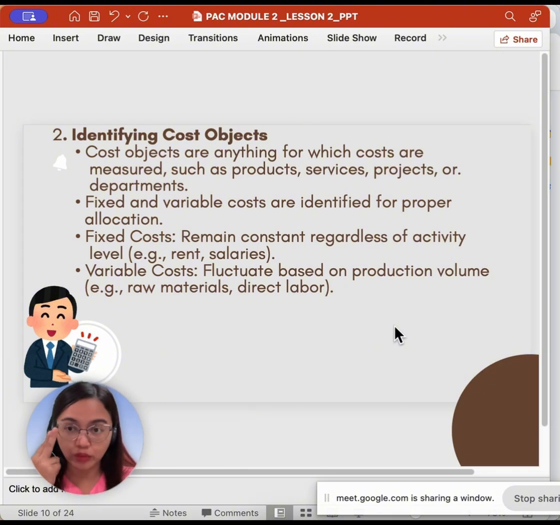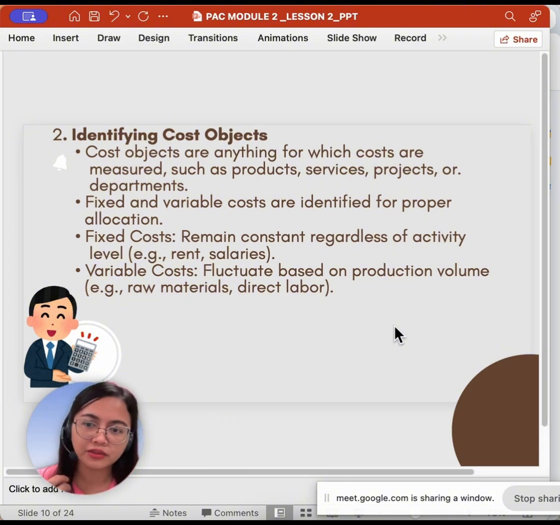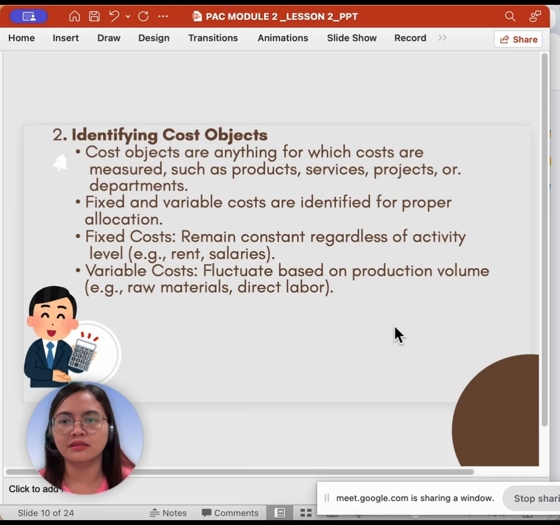Second is identifying cost objects. When we say cost objects, these are anything for which costs are measured, such as products, services, projects, or departments. Okay, fixed and variable costs are identified for proper allocation. Do you remember what fixed is? This fixed cost remains constant regardless of activity level, like your salaries and rent. The variable cost fluctuates based on the production volume. So it varies. Okay, so you will identify your cost objects.